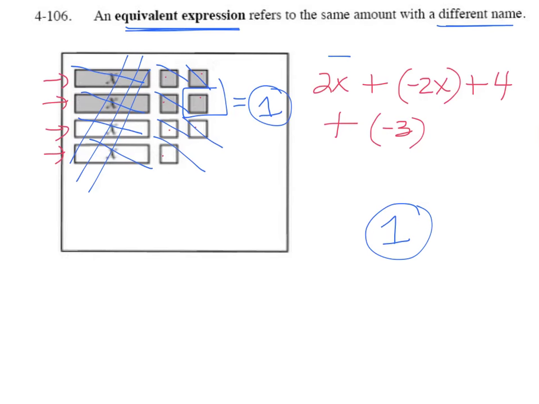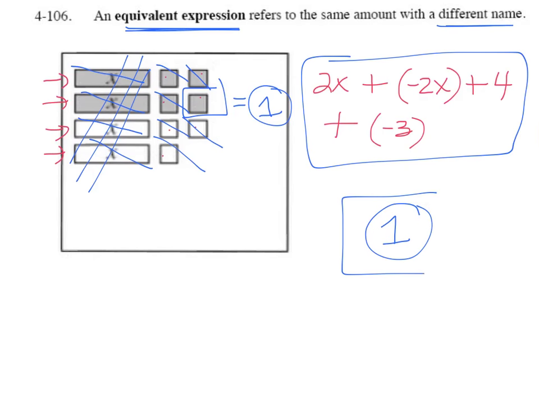Okay, and this expression up here and this expression, they actually are the same thing. Now I want you to kind of look at it. Think about if I had 2x and negative 2x, aren't those really going to cancel? And then 4 plus negative 3, does that give me 1? Yeah, we know how to simplify that already. Now I'm just showing it to you with algebra tiles.